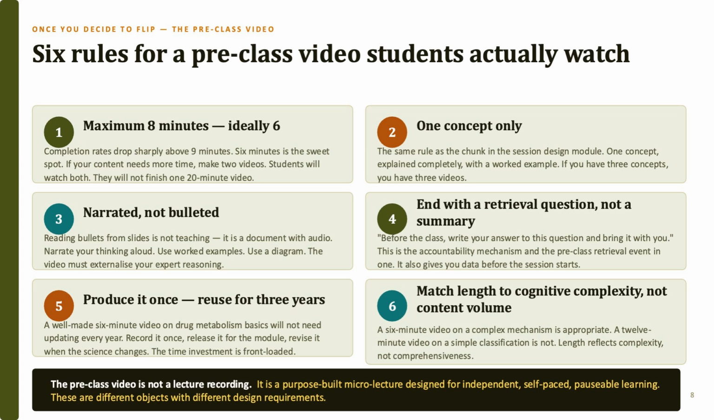When we decide to flip, the design of the pre-class video is crucial for student engagement. Here are 6 rules for effective videos. First, maximum 8 minutes, ideally 6. Completion rates drop sharply after 9 minutes, so make multiple videos if content volume requires it.